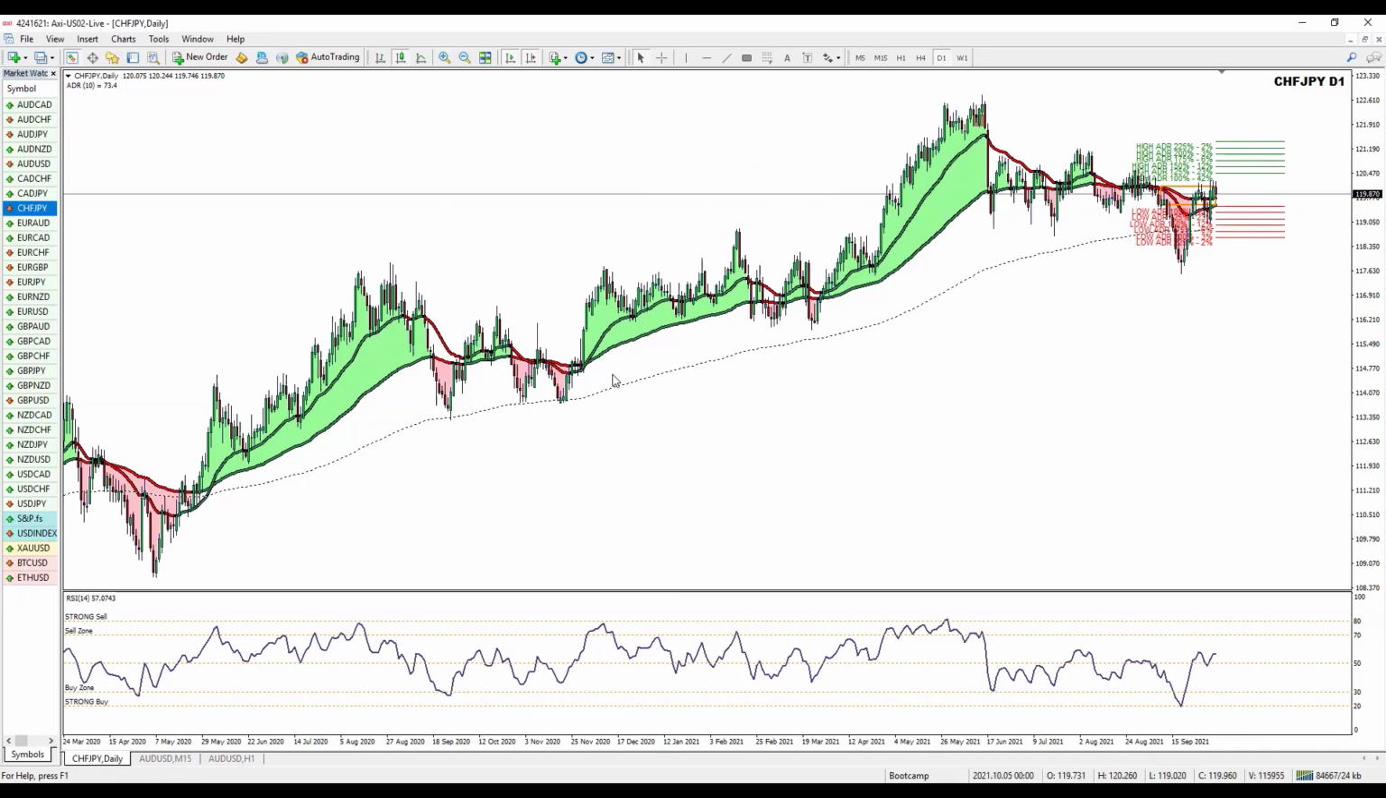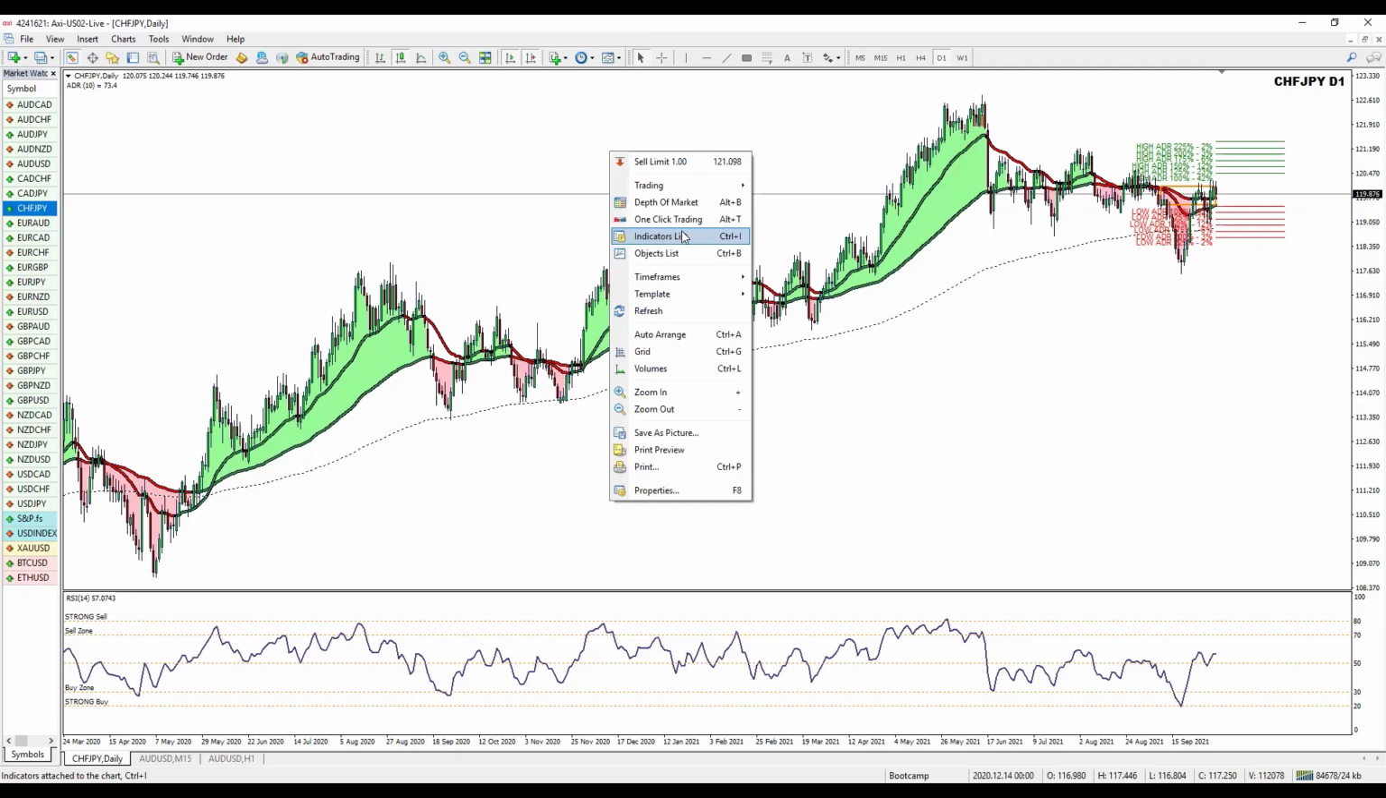Okay, so that's it for moving averages. Those are my trend direction ones. And you can use these ones. You can use the MA in color and the MA ribbon filled.